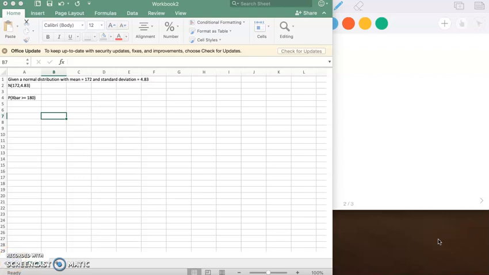I received a question in Module 4 about how to use the normal distribution in Excel and what we're looking at. Just to get a high level of understanding, this is a problem with limited information. Given a normal distribution with mean equal to 172 and standard deviation of 4.83, we want to find the probability that X bar, remember that's the sample mean, is greater than or equal to 180.